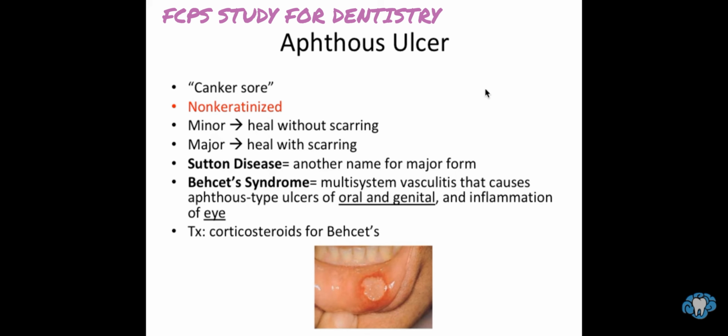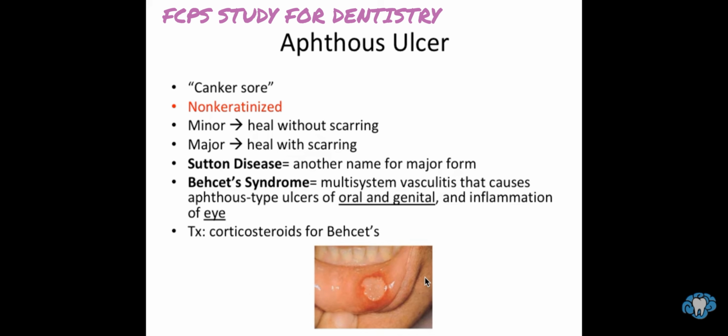So, aphthous ulcers, 99% of the time, affect non-keratinized tissue. This includes all the lining mucosa, like labial mucosa, buccal mucosa, alveolar mucosa, and the floor of the mouth, the soft palate, and the ventral surface of the tongue. Basically, all the unattached areas. In this picture, we see a pretty sizable aphthous ulcer on the labial mucosa of the lower lip.